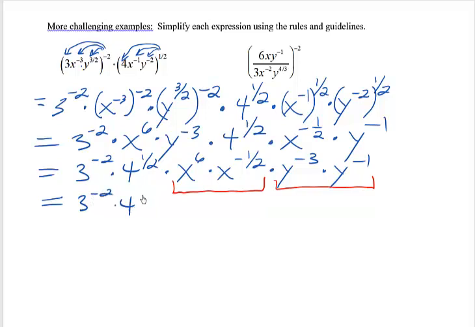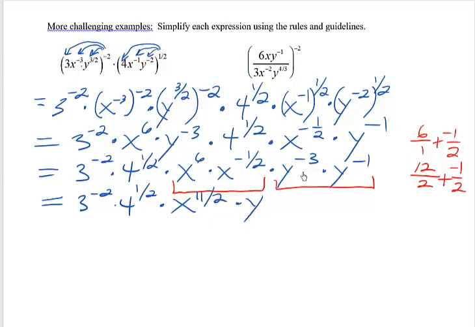Rule 1 is the one that says keep the base the same and add the exponents. So base will be x. I need to figure out what 6 plus negative 1/2 is. Sometimes it's good to just go off to the side and do a little bit of scratch work. 6 plus negative 1/2, let's see, I would have to get a common denominator. It would be 2, so that's going to end up being 12 halves plus negative 1/2, which is 11 halves. So my exponent here is 11 halves.